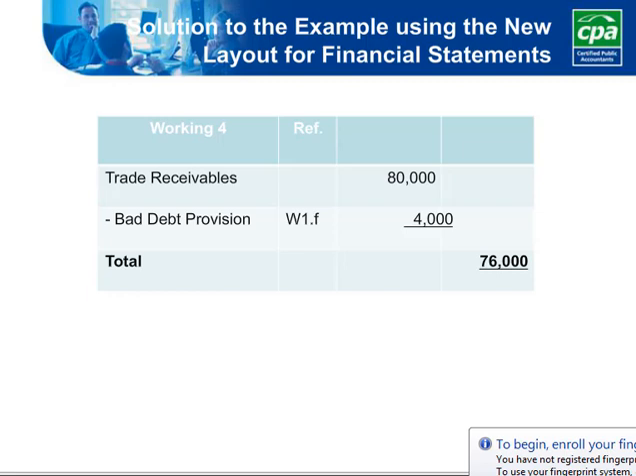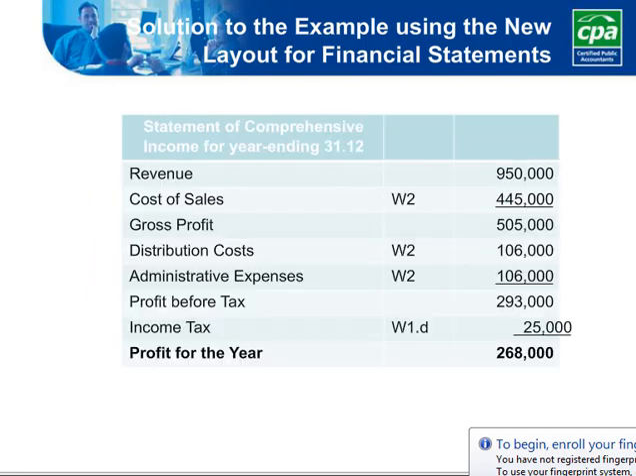At this stage we're now in a position to prepare the statement of comprehensive income and statement of financial position, as all relevant workings have been completed. So, taking the information in the trial balance and adding any relevant information from workings, we can now list the totals for income and expenses to get our profit for the year, which will be the after-tax figure. So we start off with our revenue figure.